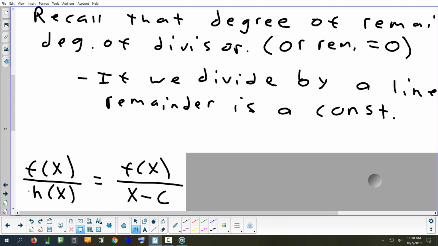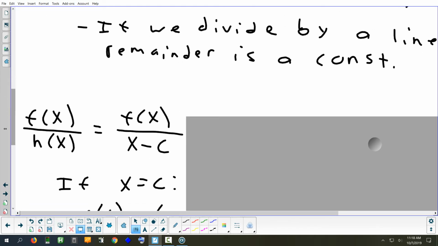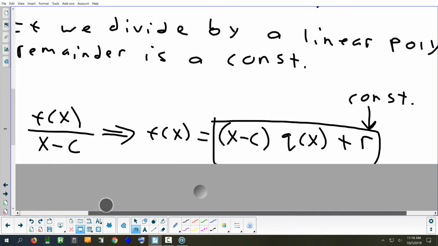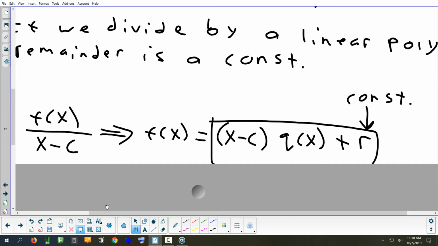Okay. So now, if you did that, you would have that your numerator equals what you divided by times your quotient plus your remainder. I'm not dividing by something random. I'm dividing by something linear. And what we're getting at is a quick way to find the remainder.